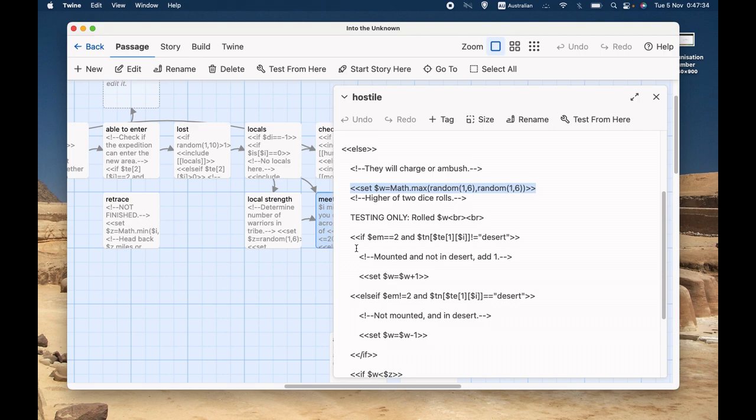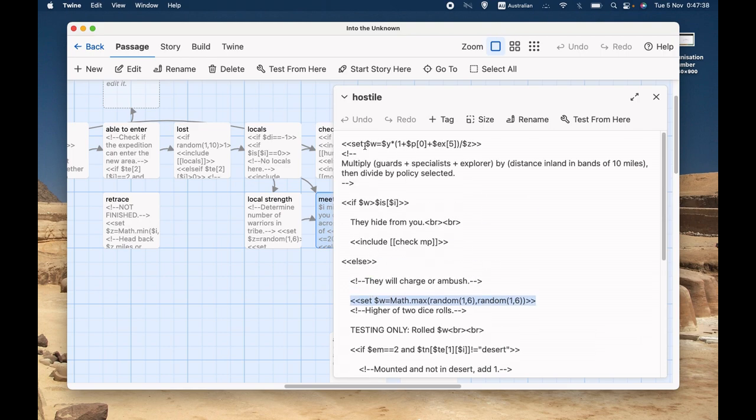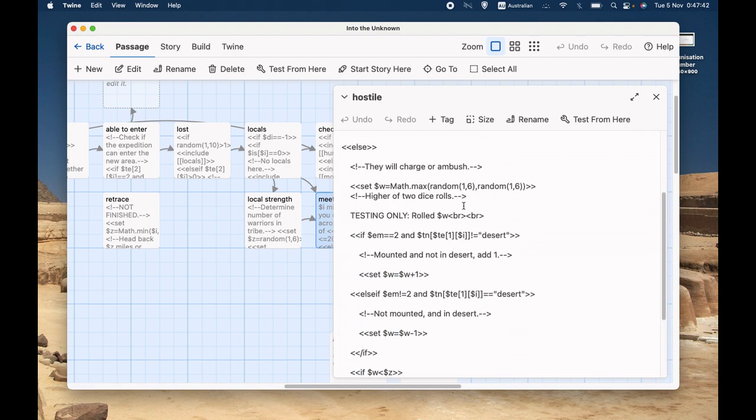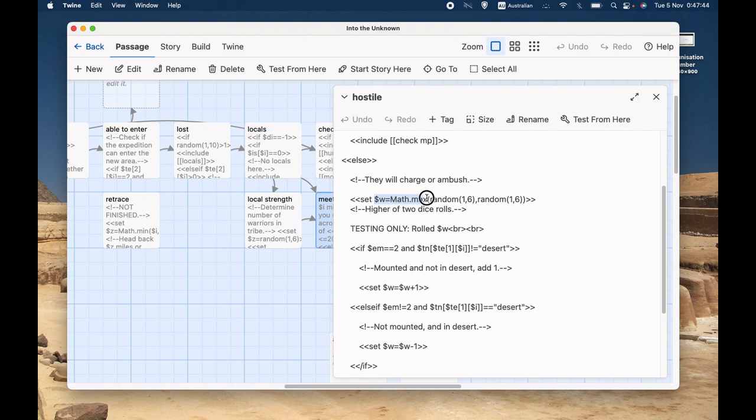So then we set W, because we don't need this calculation anymore. That's only for if they hide from us. So we can put new data into W. And we set W equal to math.max, and the two numbers that we're choosing the higher of are random 1 to 6 and random 1 to 6. So that is the same thing as rolling 2 ordinary dice and picking whichever number is the highest.